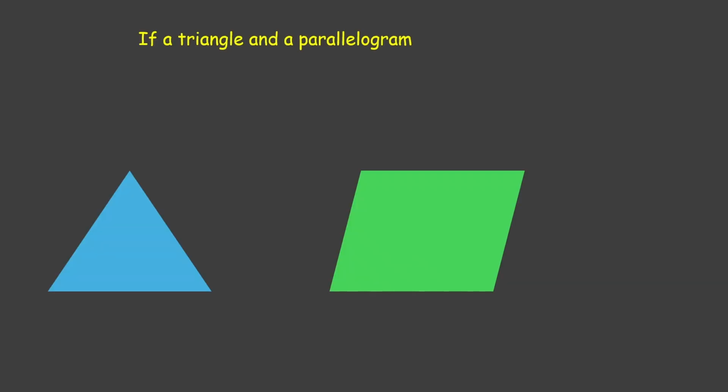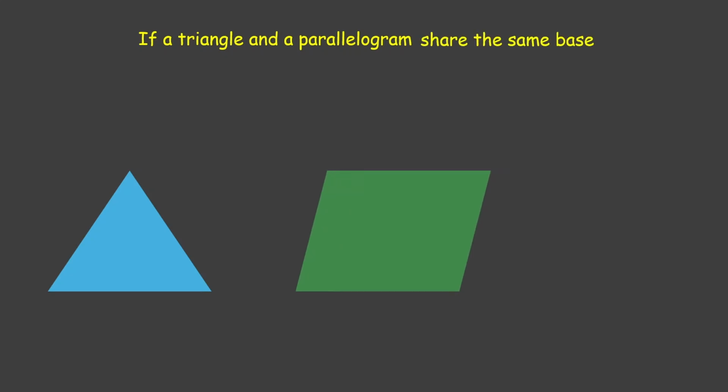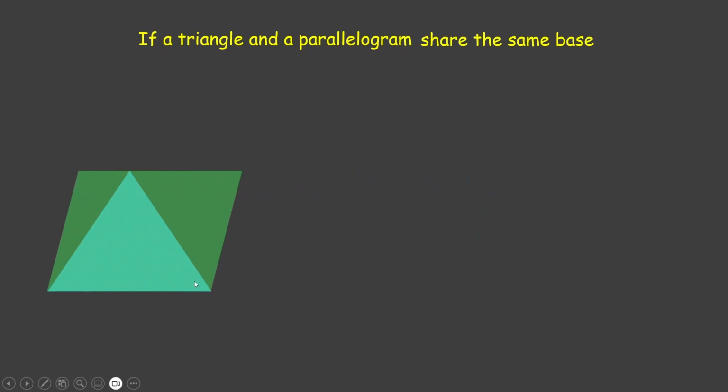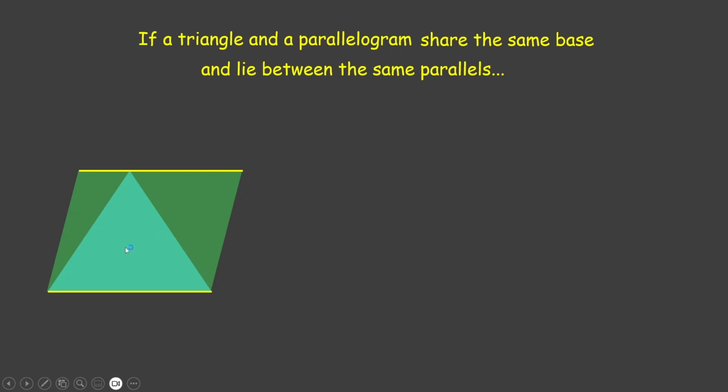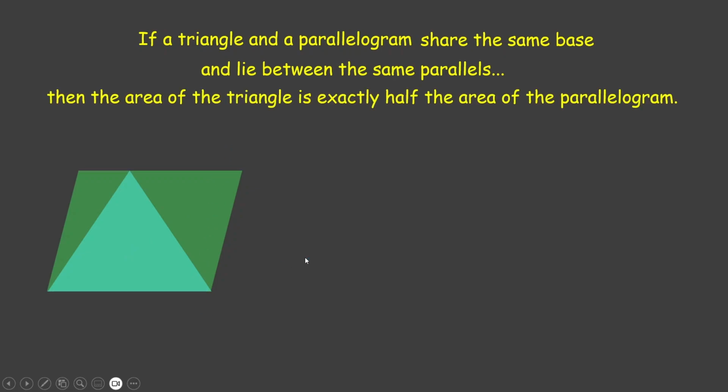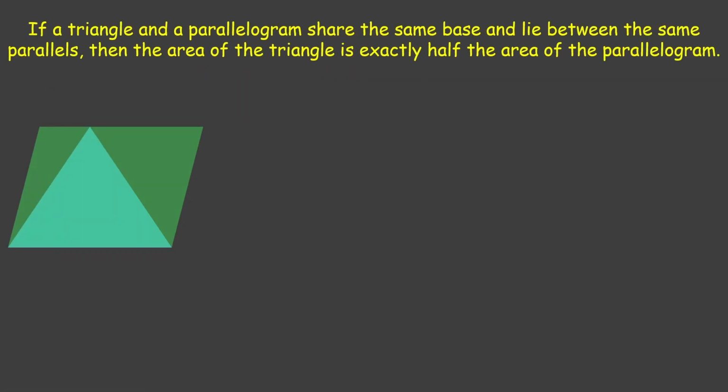If a triangle and a parallelogram share the same base, here both of them are sharing the same base, and lie between the same parallels. So the triangle and the parallelogram lie between these two parallel lines. Then the area of the triangle would always be half of the area of the parallelogram. Now let us deep dive into it and see why this is true.